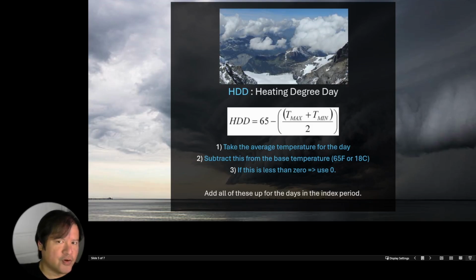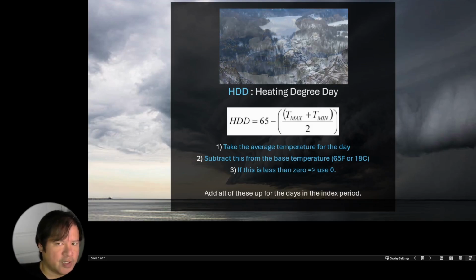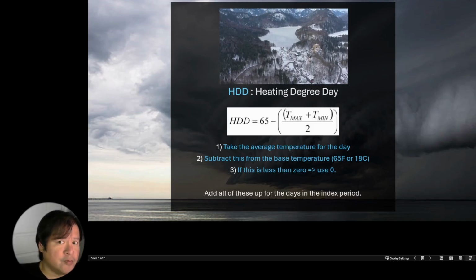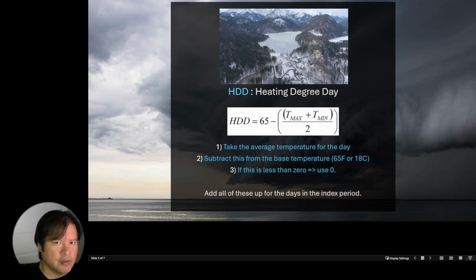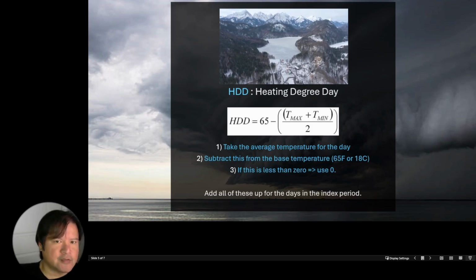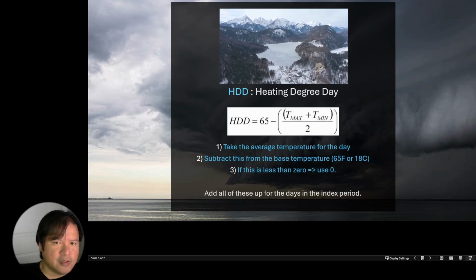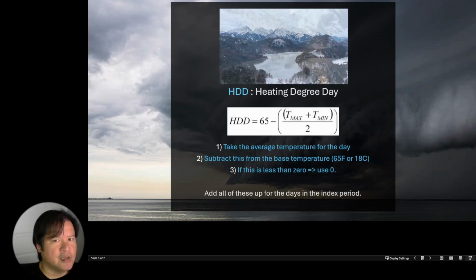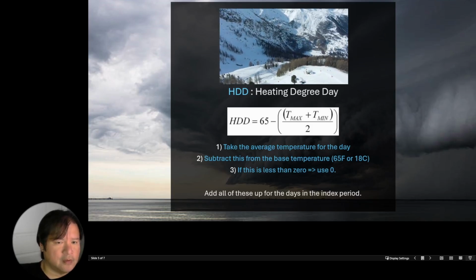Now this is for Fahrenheit, if you're using the Fahrenheit scale. If you're using Celsius as a scale, then use 18 or 18.5 as the base. If you add all these up for the number of days in your contract period, this becomes the HDD index for that contract. And as you can see, the colder it is on the days in your index period, the higher number of HDDs you will have.